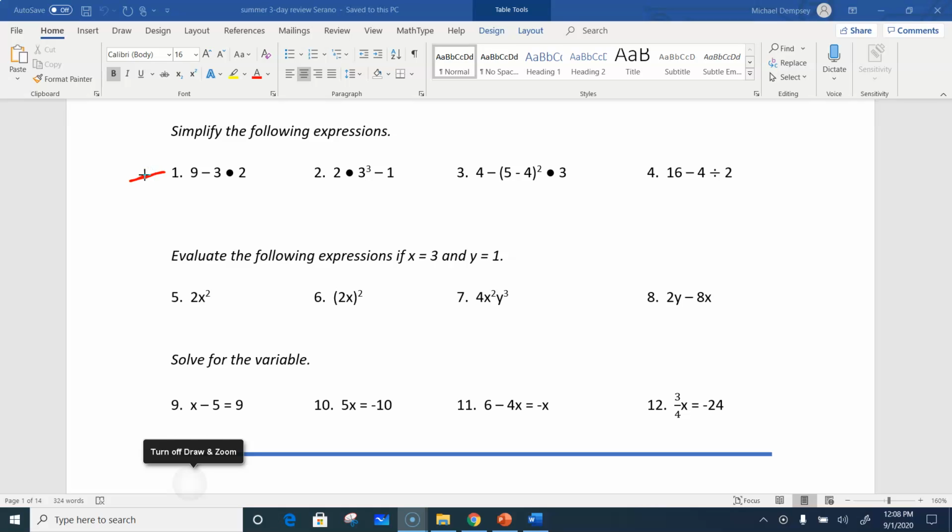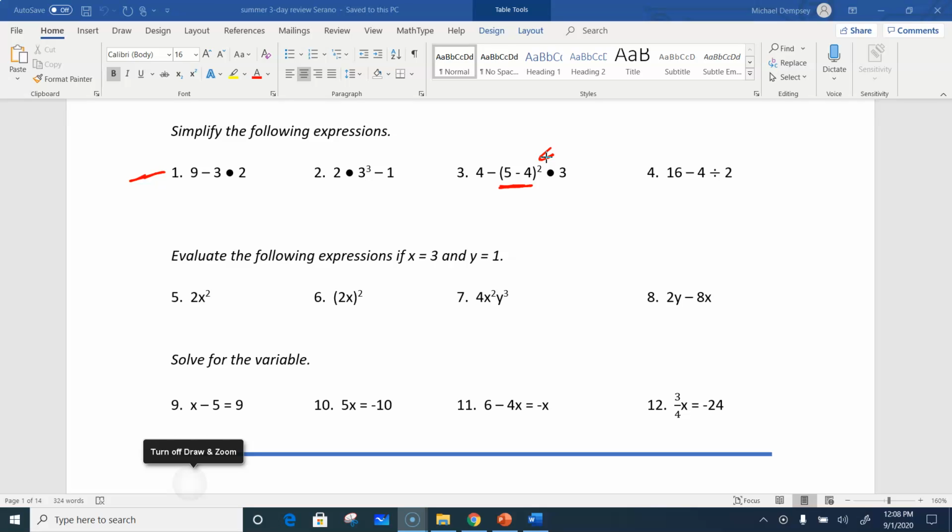Maybe you've heard the acronym, please excuse my dear Aunt Sally, right? We look at parentheses first, then we notice we have parentheses here. We look for exponents after that. And then we have multiplication and division, which hold the same weight. We would just do those in order from left to right. And then the very last thing we do would be addition or subtraction.